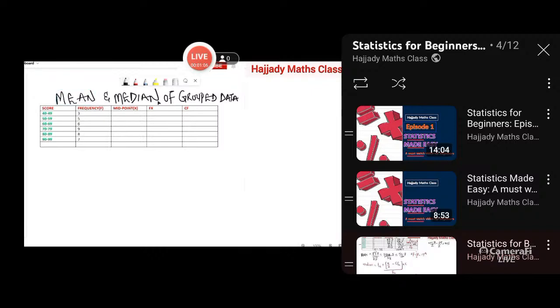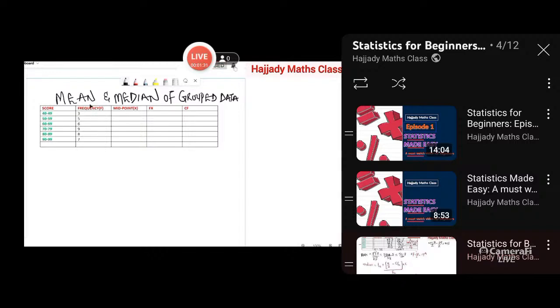So today we are going to be working on the mean and the median of grouped data. In our last video, we talked about mean and median of ungrouped data. So today we are moving straight to grouped data. Looking at the question given to us here, we have these observations grouped as shown, and we have the frequency for each of them.